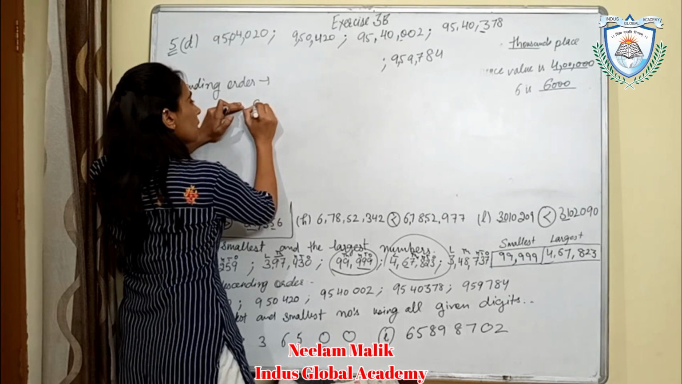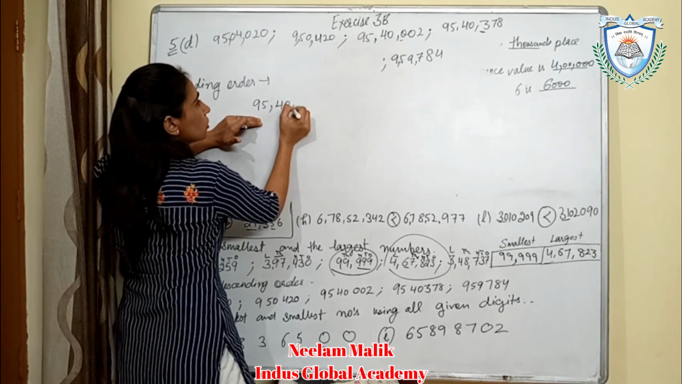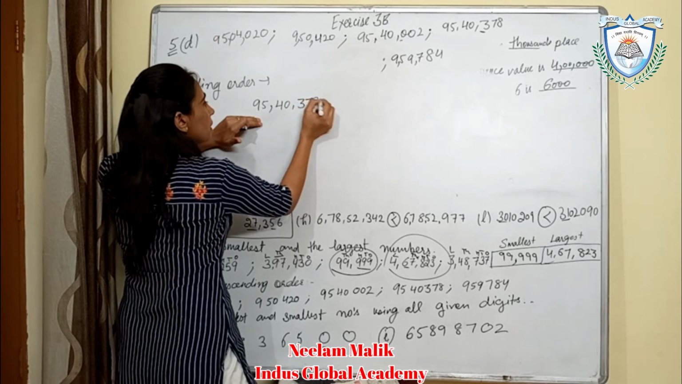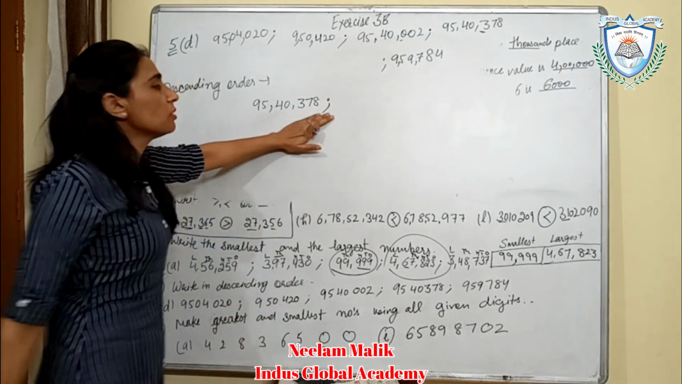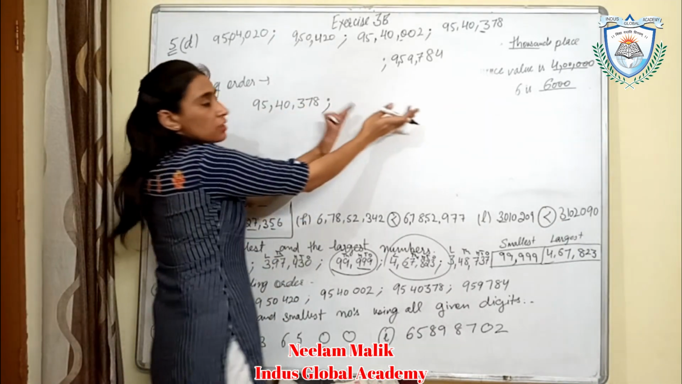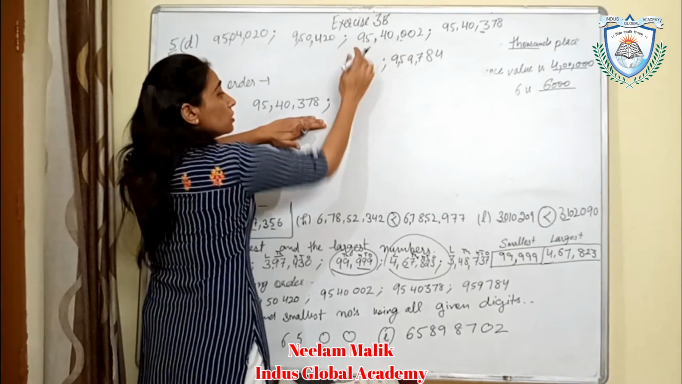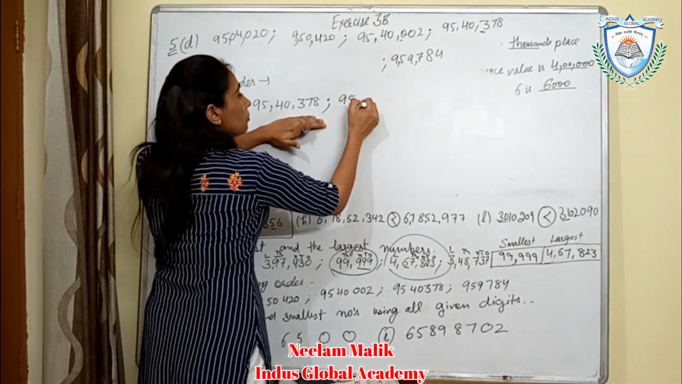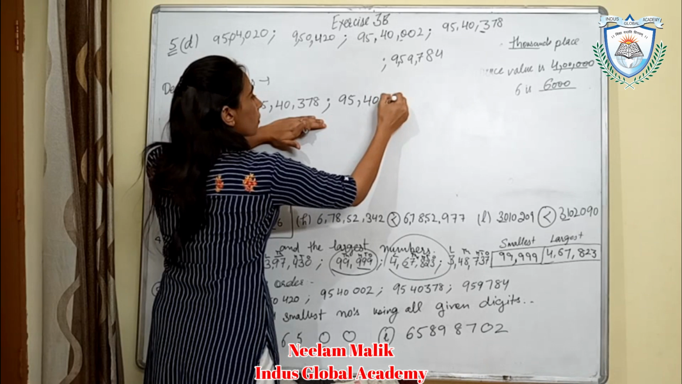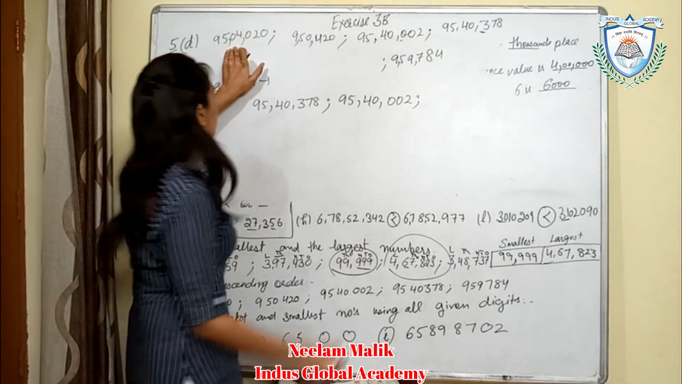So the first number is 95,40,378. Semicolon, I'm using here as a separator, meaning this number is separate and that is also separate. After this, we have compared already. It will come at the second position, and after this number will come.